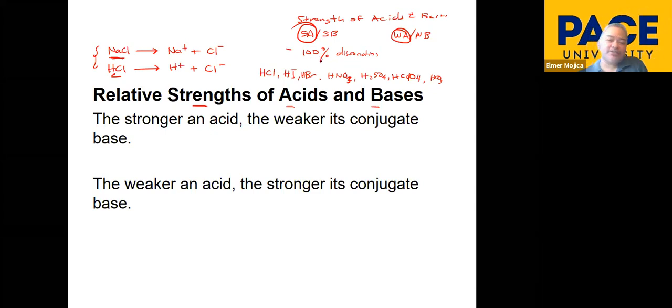The base would undergo 100% dissociation. And the strong bases are the soluble hydroxides of group 1A and 2A. Sodium hydroxide, lithium hydroxide, potassium hydroxide, barium hydroxide, all of them are strong bases. Now, the weak bases are the ones that dissociate less than 100%.